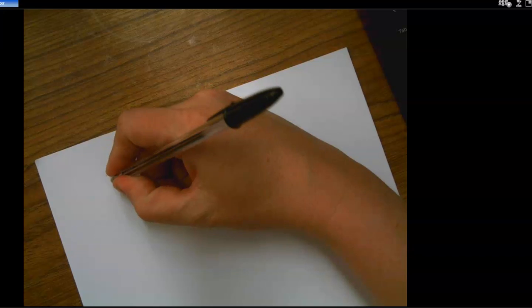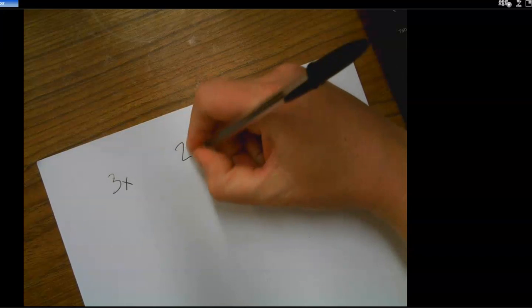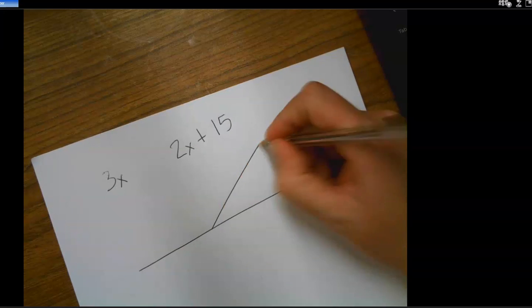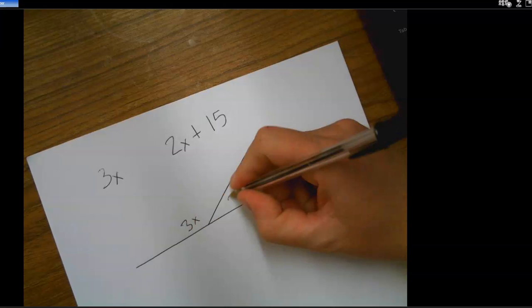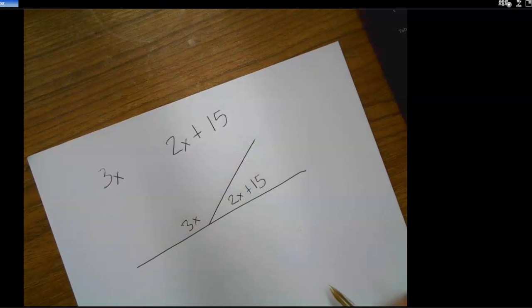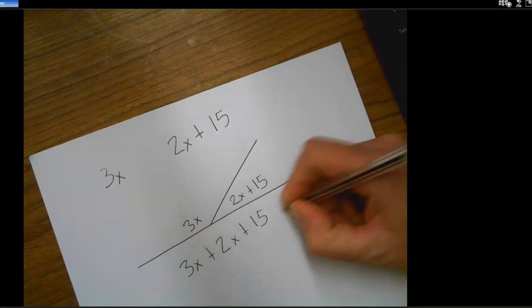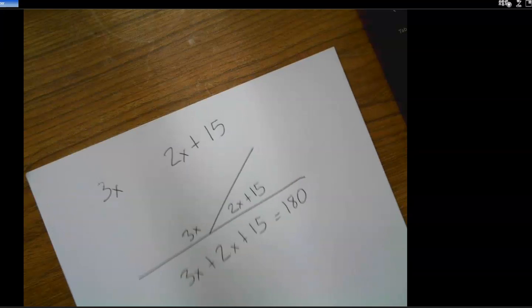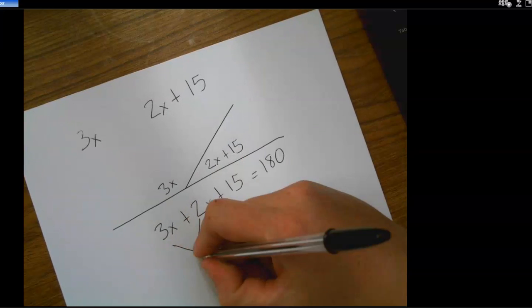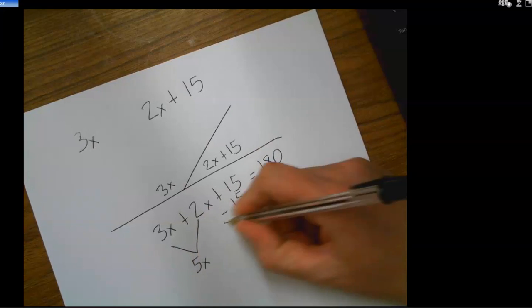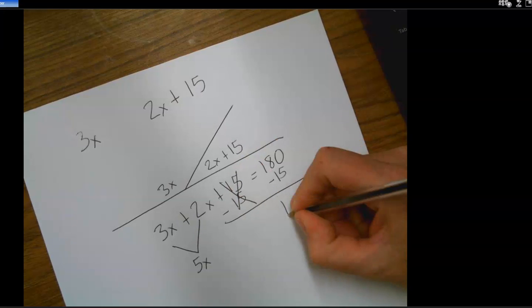So let's look at a problem with angles. If I know they're supplementary, I've got one angle that's 3x and one angle that's 2x plus 15. I can draw a picture if it's helpful, and I can label this 3x and this 2x plus 15. Well, then I know 3x plus 2x plus 15 equals 180. Combine like terms. 3x plus 2x is 5x, minus the 15 from both sides. If you do it to one side, you have to do it to the other. 180 minus 15 is 165.